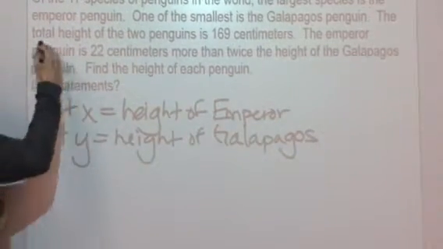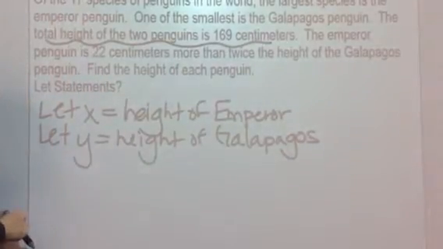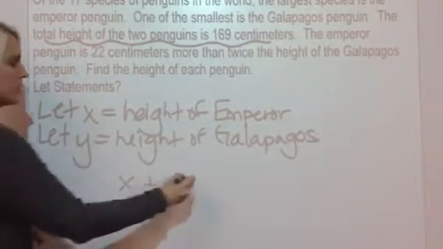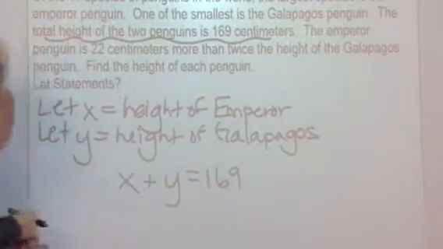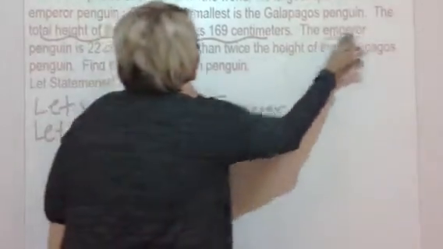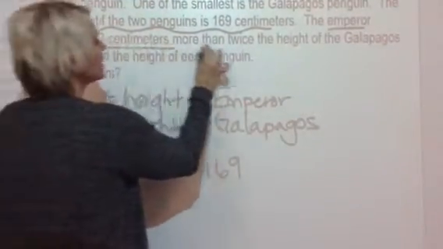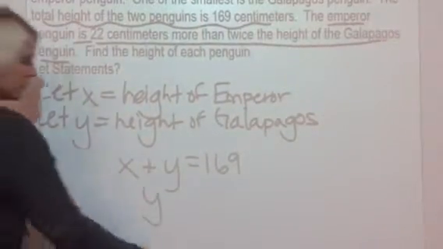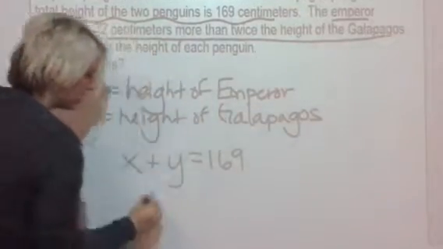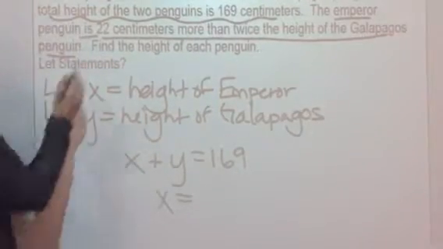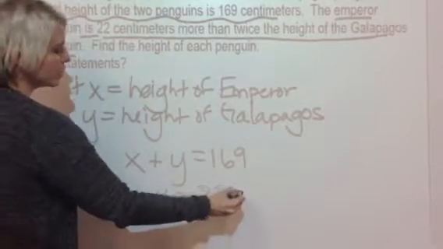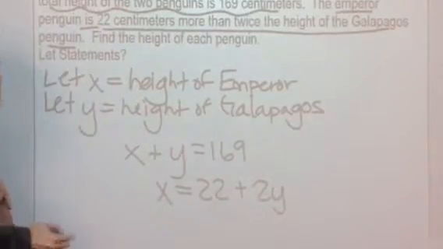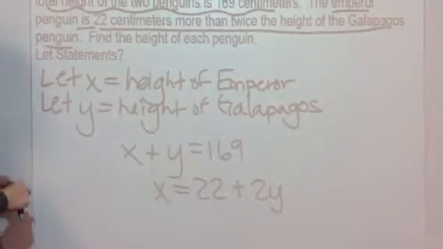So what is the first thing I find out? Their total height is 169 centimeters. So that would be the height of the emperor added to the height of the Galapagos is equal to 169. The other thing I find out is that the emperor is 22 centimeters more than twice the height of Galapagos. Emperor is x, Emperor x is 22 centimeters more than twice the height of Galapagos. So you can double check the equations and see if you agree with me.